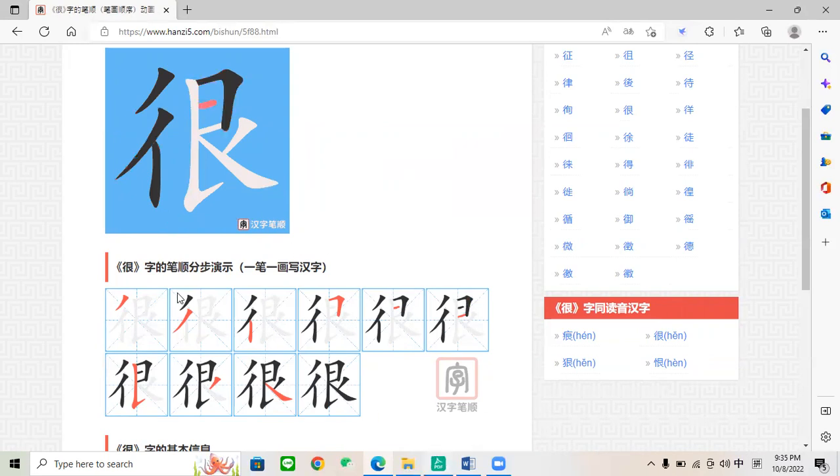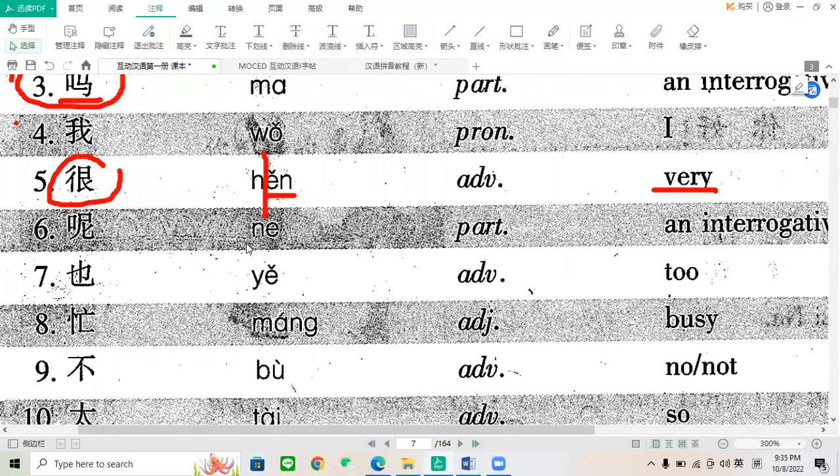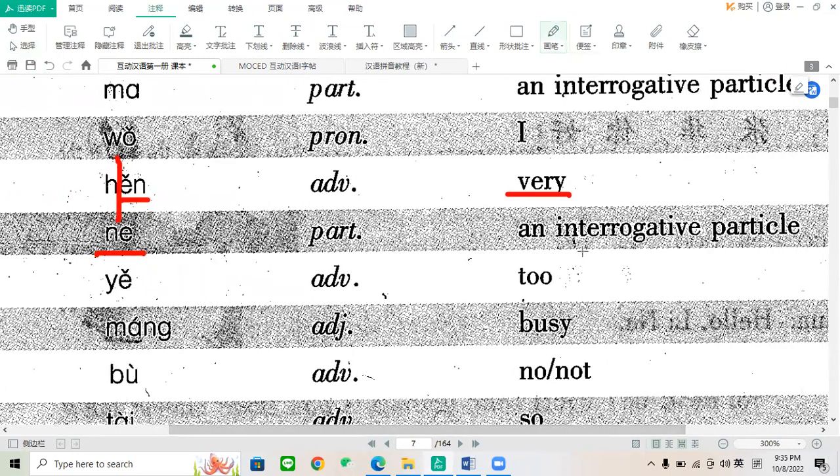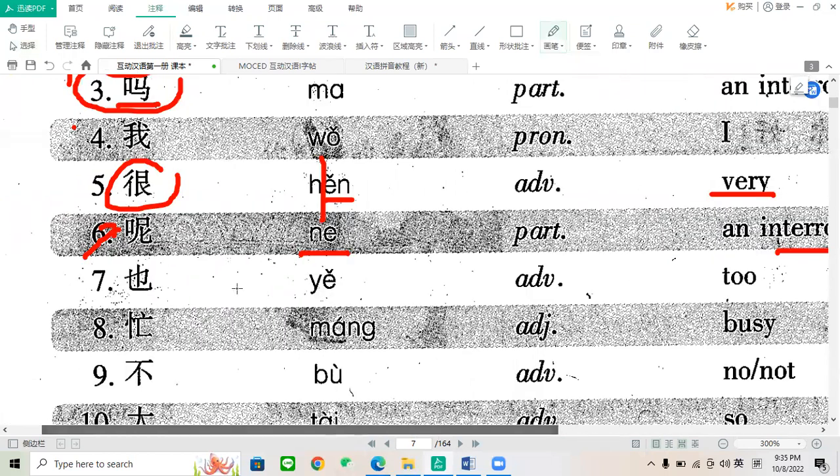So next one will be this one. Aaron, can you read this one? Neutral tone. N. Yes, n, right? It's neutral tone. So you can see here there is a radical of mouth, right? So actually, n is an interrogative particle. So this one is also used to raise a question. We put it at the end of a sentence to raise a question.